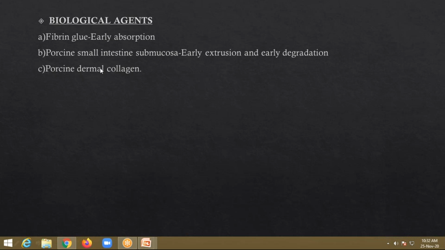So these are the biological agents which have been tried, but with less success. Another thing is dermal collagen from the pig. Dermal collagen is also injected into the fistulous tract, but the success rate is very low, and studies are still going on.